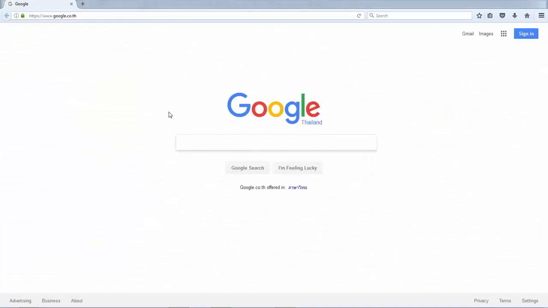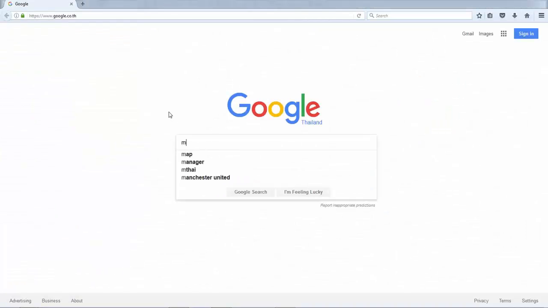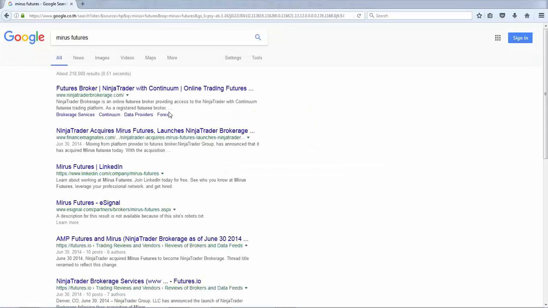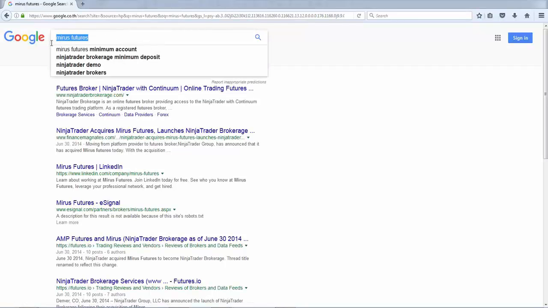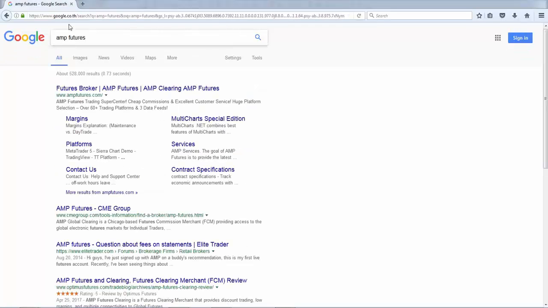First, I could show you the cheapest, which is like Emini Futures. They use NinjaTrader or AMP Futures. These are just two. There's lots of them actually. Both of these brokers, as far as I know, require $500 for margin.